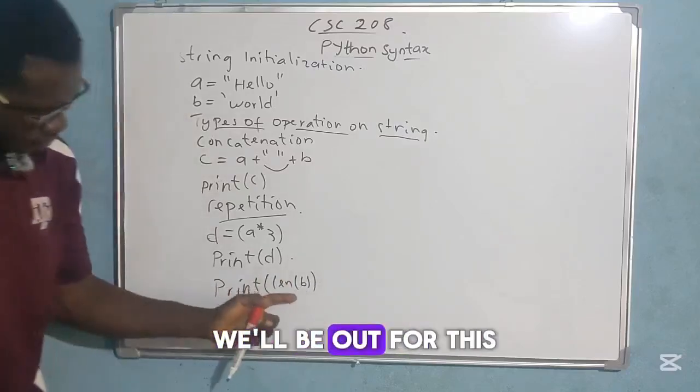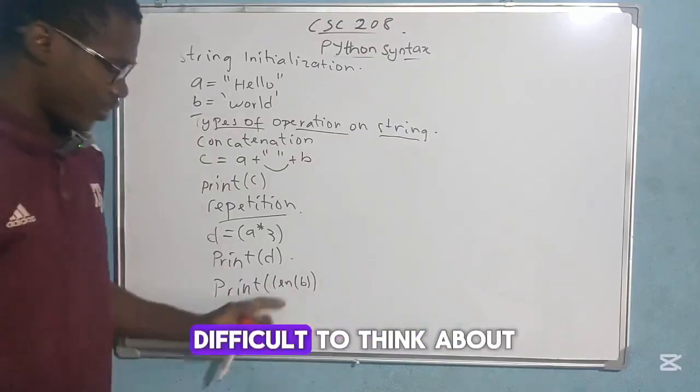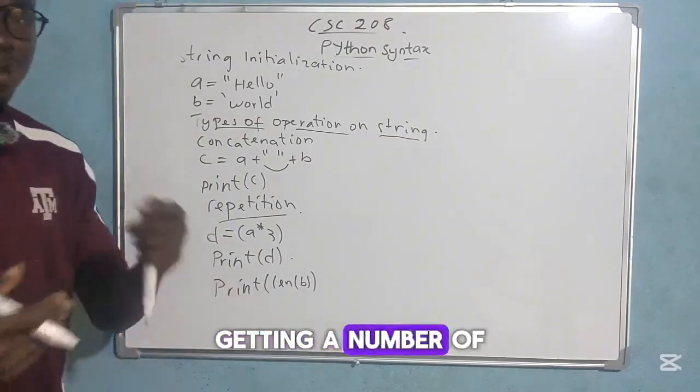What do you think will be the output for this? What do you think? Write it down. I know it's not difficult. It's not that much difficult to think about. Just explain string length, getting the number of characters in that string.